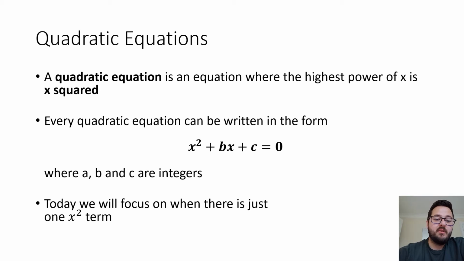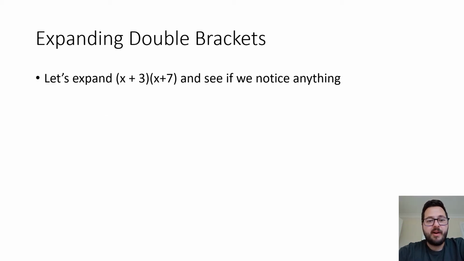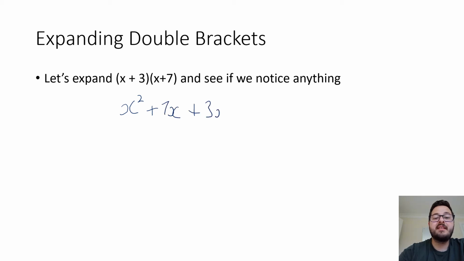Okay, so first of all, let's just expand some double brackets. There is another video on this, but we're going to expand these double brackets and see if we notice anything. So we've got x plus 3, x plus 7. The way I tend to do this is by using FOIL. The first ones together: x and x make x squared. Then outside, x times 7 is 7x. Then the inside, 3 times x is 3x. And then the last, 3 times 7, which is 21.